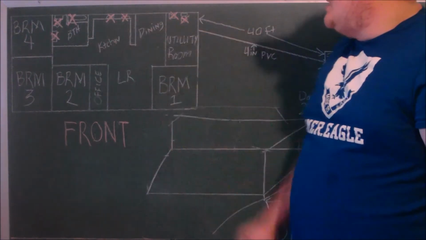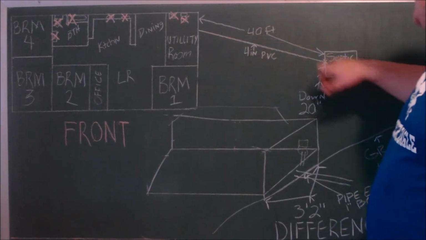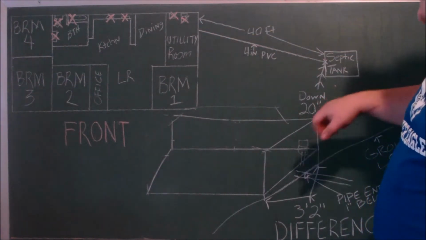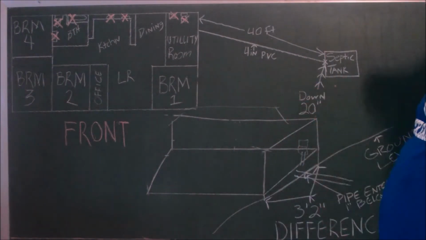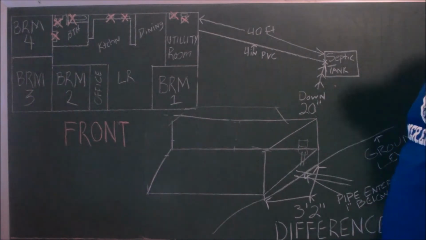Anyway, you can kind of see all my fixtures there. Septic tank's 40 feet from the house. It drops down 20 inches, which if you do your math, that's twice as much drop as what you're supposed to have in a drain line.